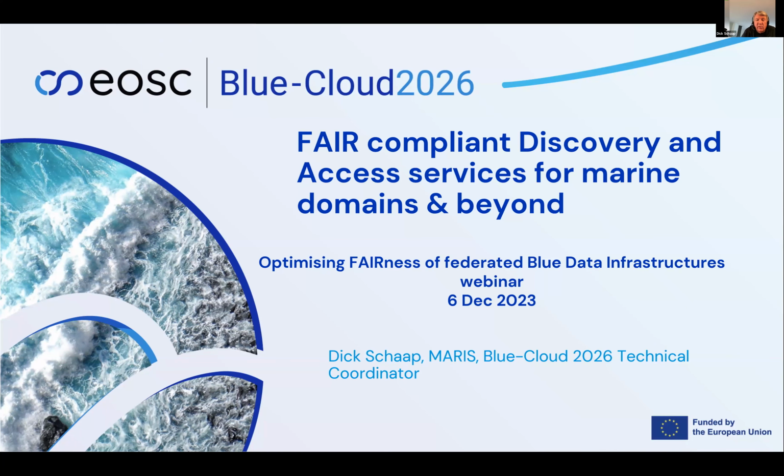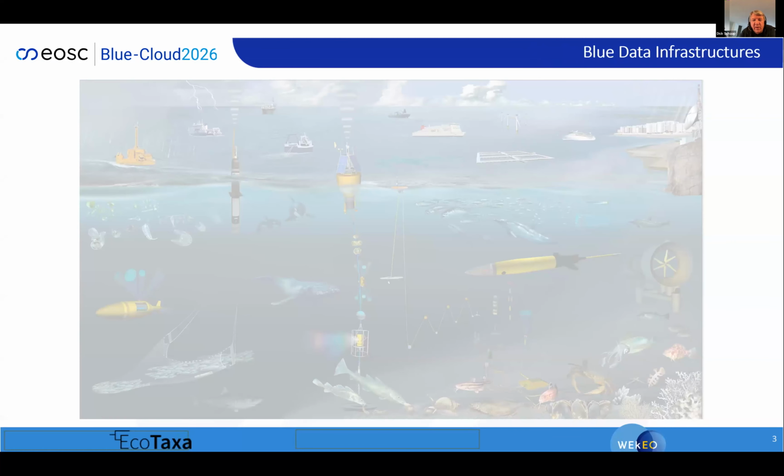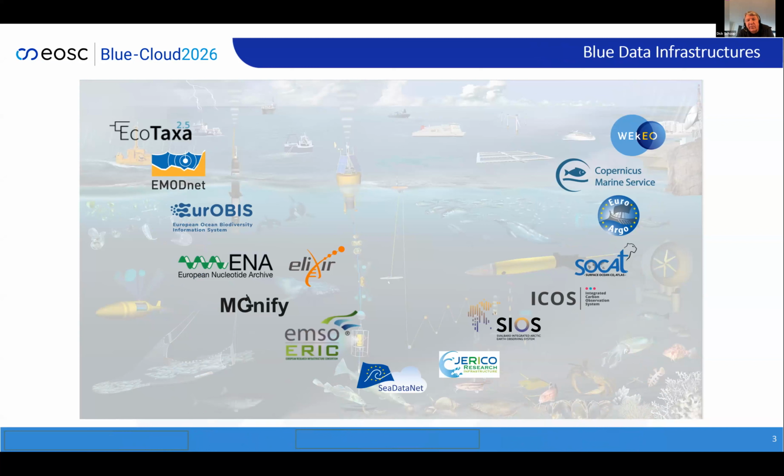But I want to show you how this works. So let's go here. First of all, just a picture. There are many ways to collect data. And there are also many infrastructures that are part of the Blue Cloud, which work with us. And each of them is either an observation system, or more a data aggregator. They bring the data together.